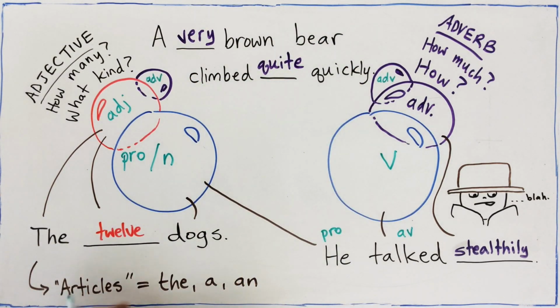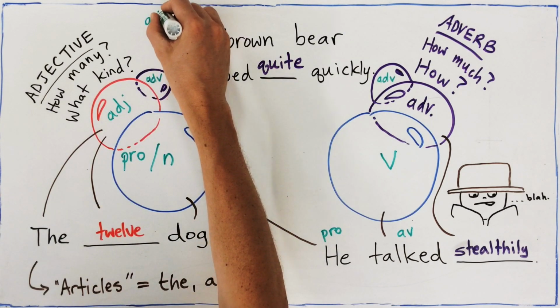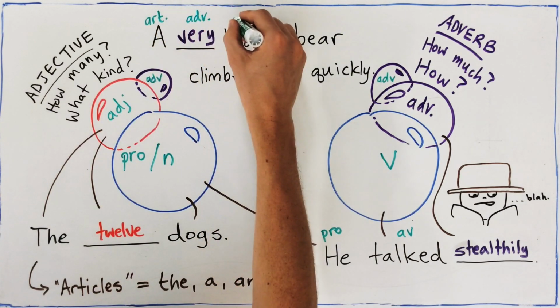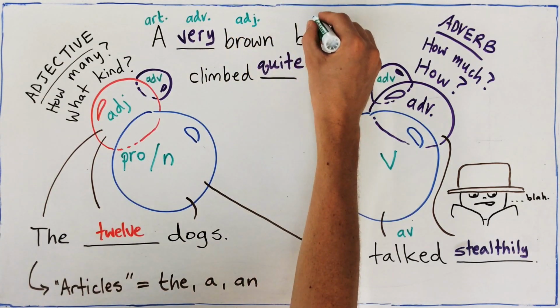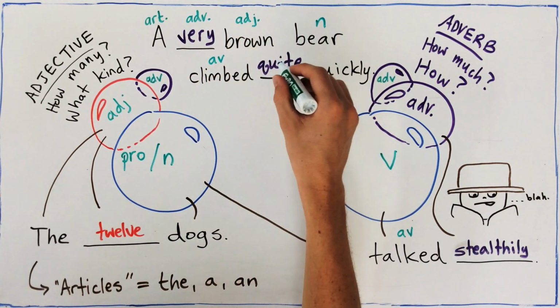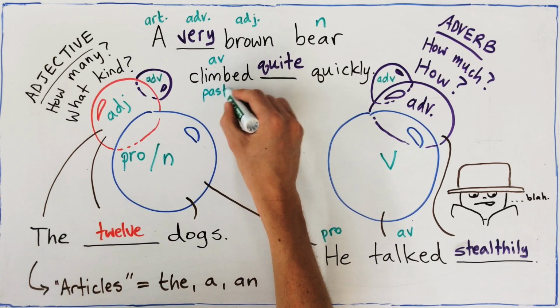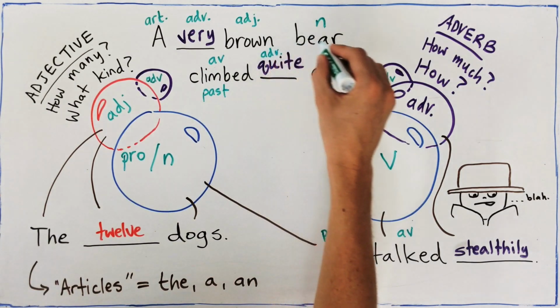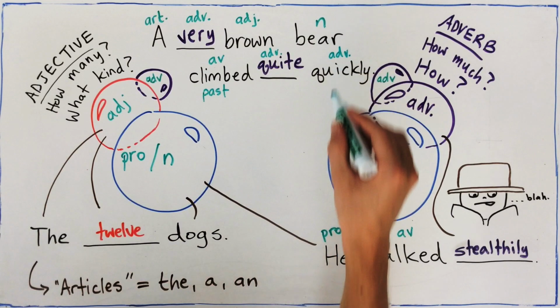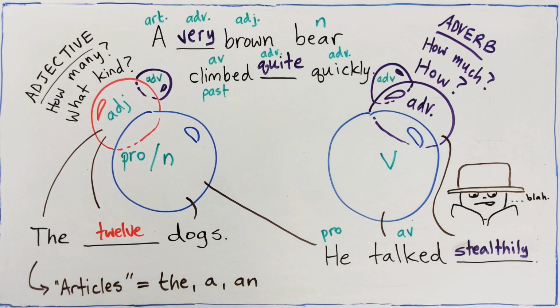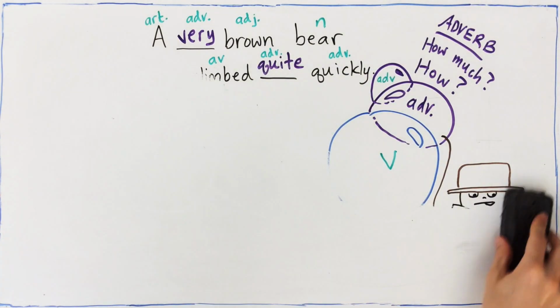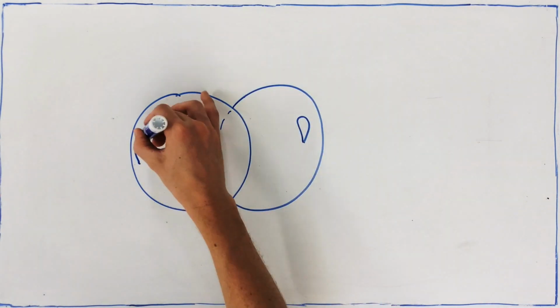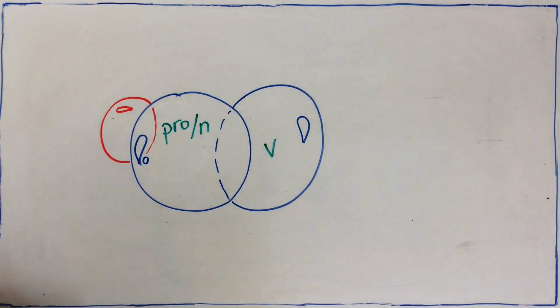Do you see it? How brown is the bear? It's very brown. How quickly did it climb? Quite quickly. And so we have a noun and an action verb, bear climbed. And describing bear, we have an article A and an adjective brown. And that adjective brown is described by an adverb very. And that verb climbed is described by an adverb quickly, which is described by another adverb quite. Like I said, understanding the bubbles or parts of speech helps you understand how sentences work and fit together.